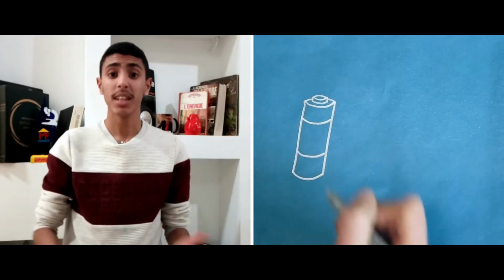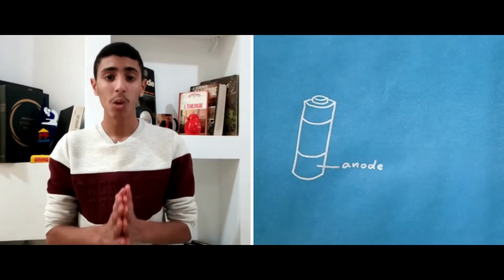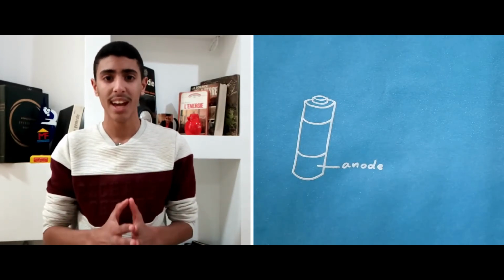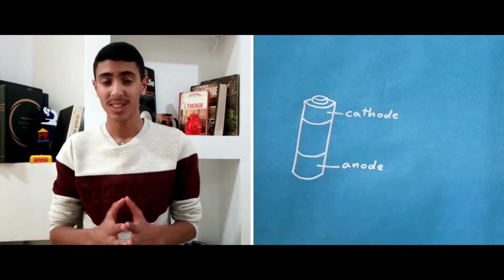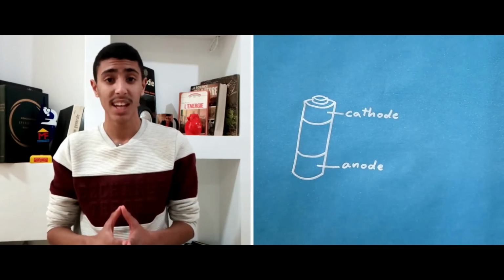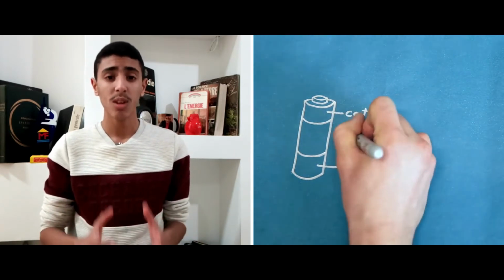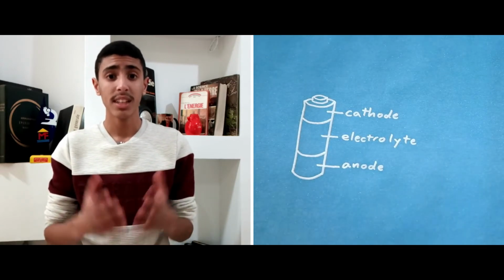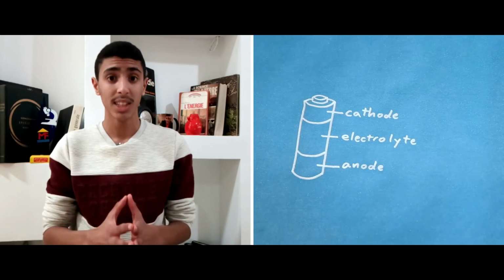Batteries are made up of three components. The anode is always marked as the negative side of the battery. Electrons flow out of the anode. And then there is the cathode, which is always marked as the positive side of the battery. Electrons flow into the cathode. And finally, there is the electrolyte. It's usually a liquid or gel that reacts with the cathode and the anode.